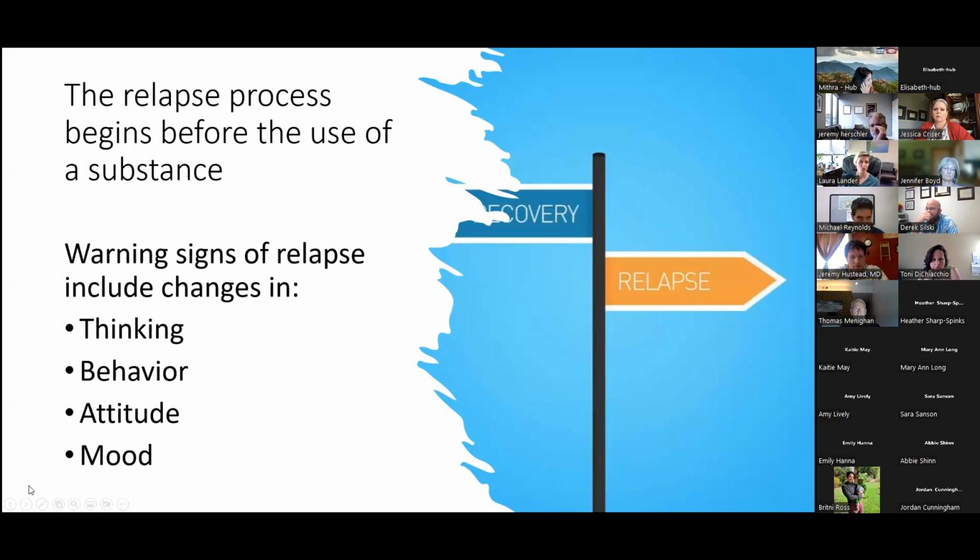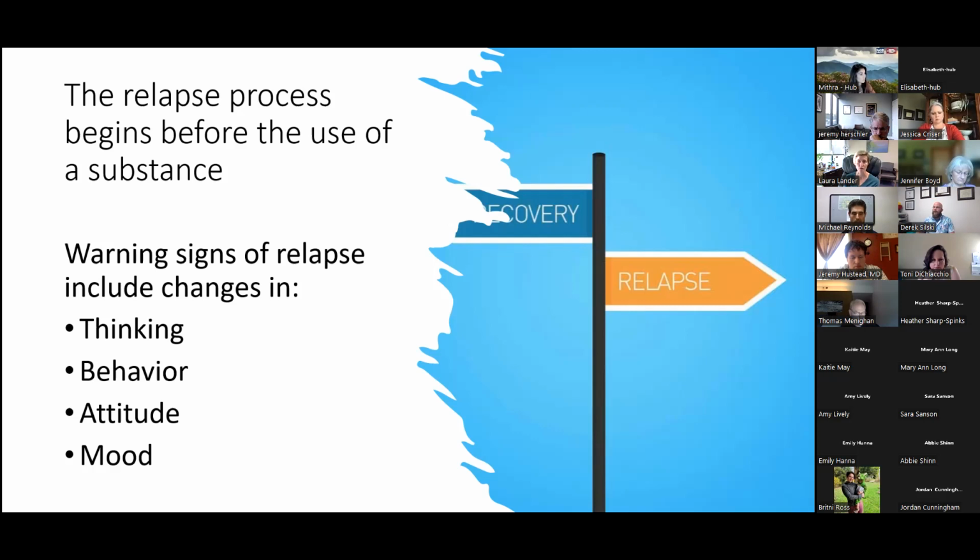Early warning signs of relapse are changes, and these changes can be subtle. Again, I'll talk with patients about identifying these for themselves. Changes in thinking, changes in behavior, changes in attitude and mood are the primary areas where we begin to see changes. As treatment providers, sometimes we believe that we can see early warning signs before the person ever picks up a substance. So these are like precursors to that.